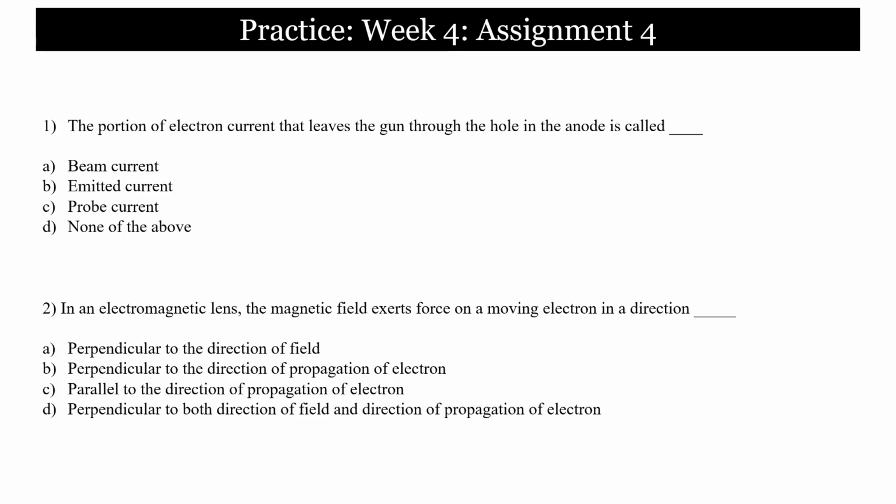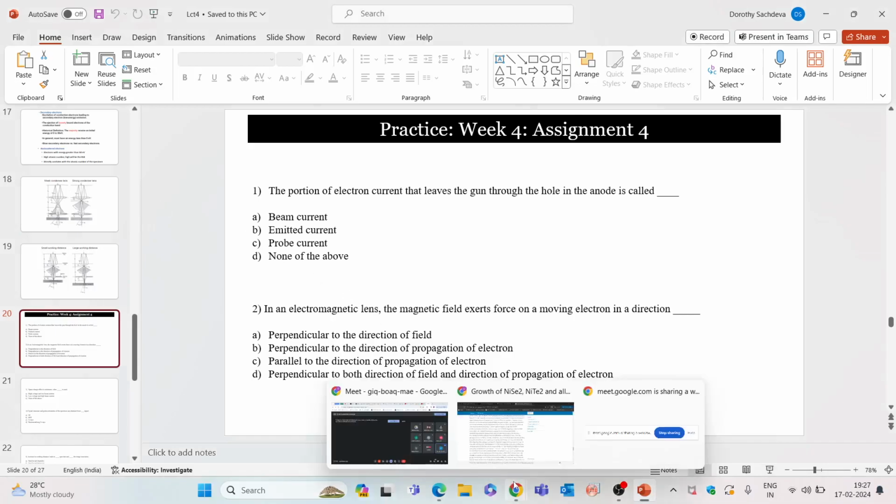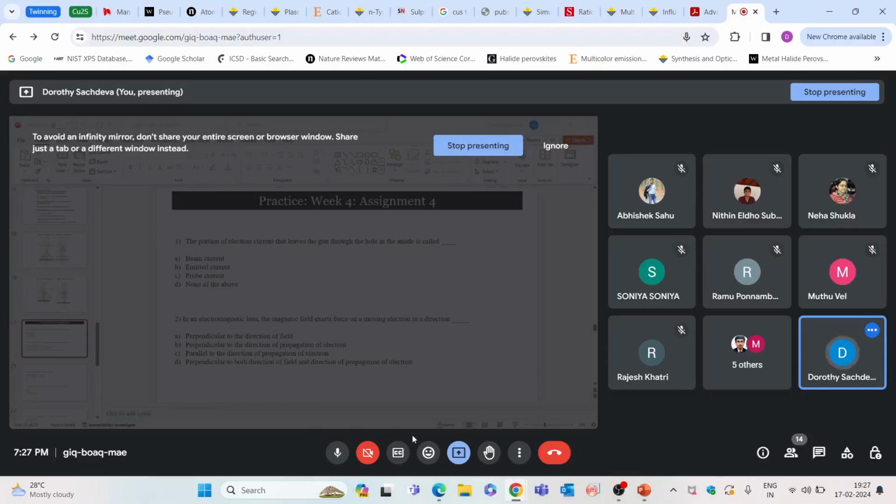This is the practice part for week 4. The first question says: the portion of electrons from the electron gun that leaves the gun through the hole in the anode is called which type of current? Beam current, emitted current, or probe current. Now I want your contribution to answer these questions. I have explained everything that is being asked in these questions. If you have all understood the concepts I have taught you, then we should do these questions together. Just give it a guess, then we will discuss.